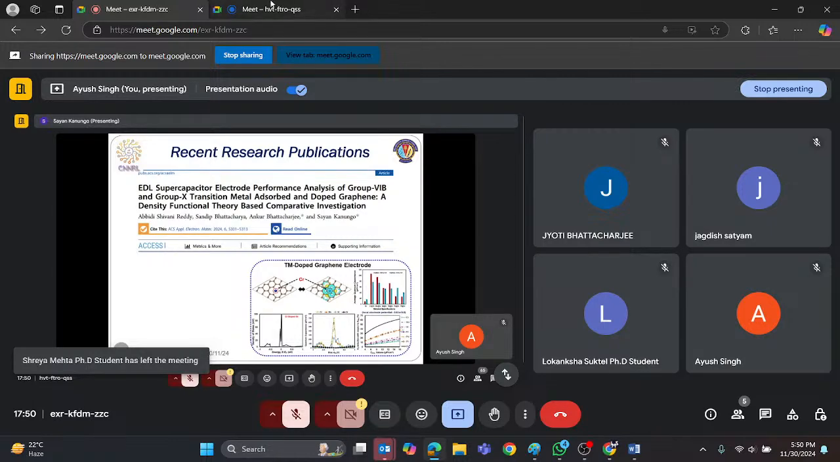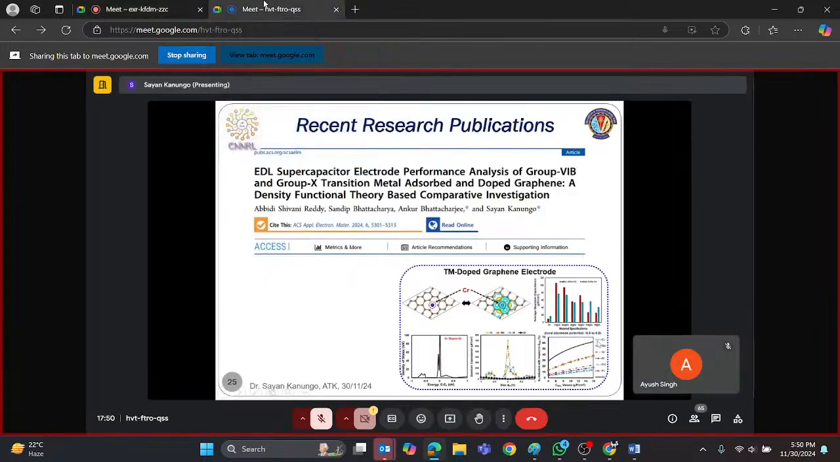And when we looked into the total interfacial capacitance with respect to ideal capacitance value, we observed that for a standard range of ideal capacitance value, the total interfacial capacitance has been significantly improved after introducing this specific group 6B dopant and surface adsorbent in the graphene.